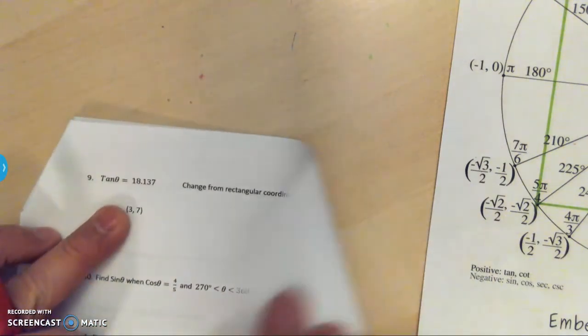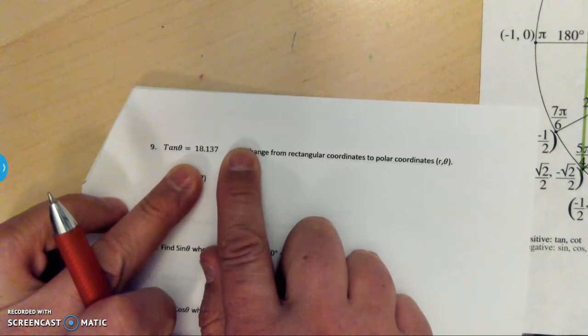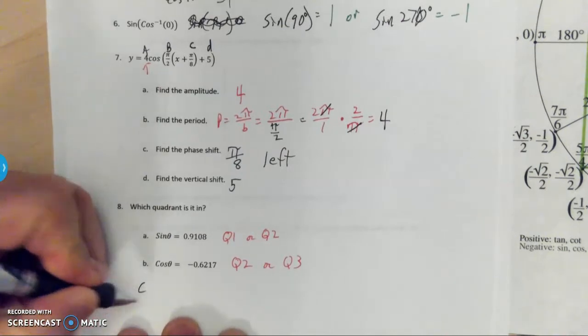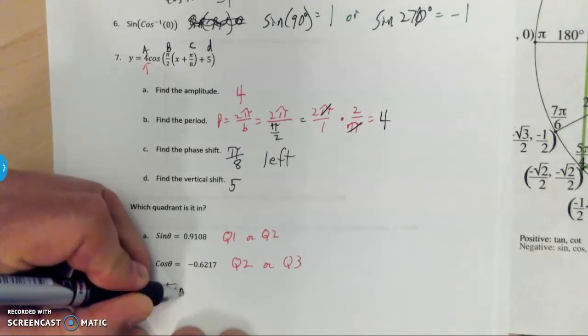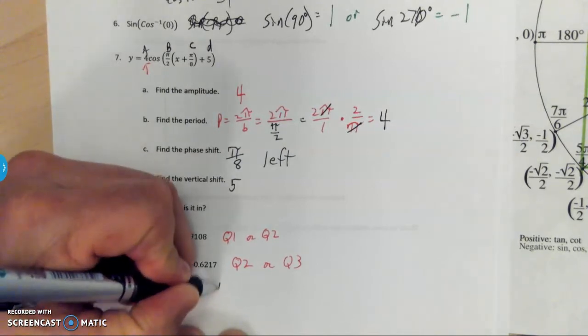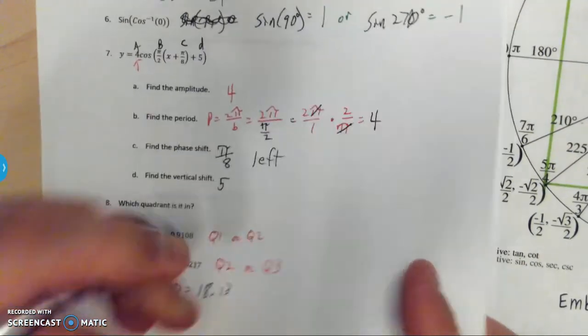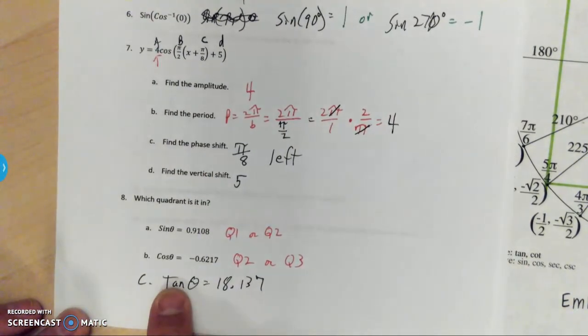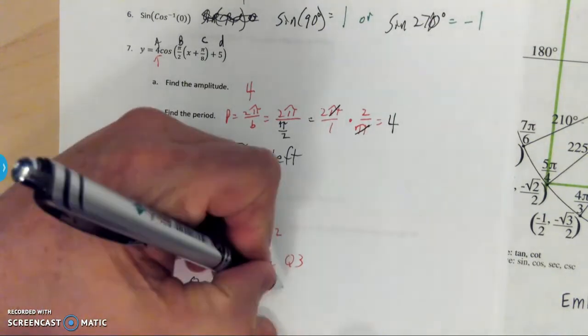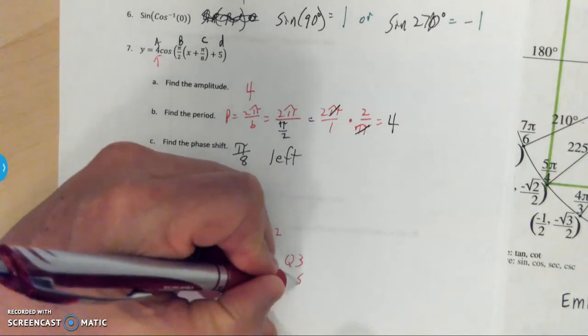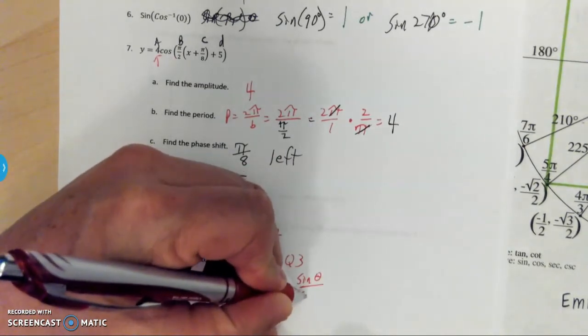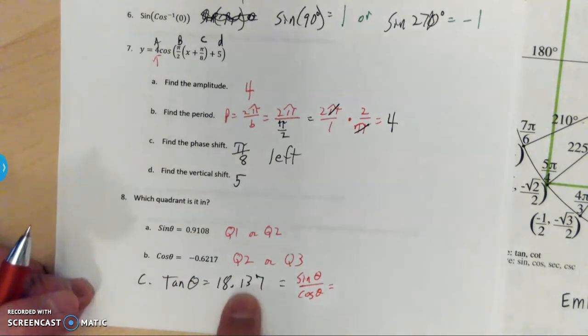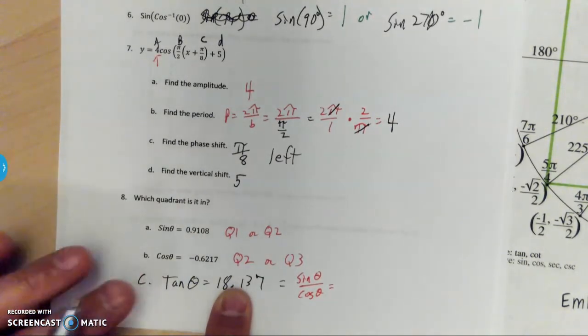Now there was one last one, I kind of goofed it on mine. They wanted the tangent of 18.137. Now one more time. Tangent is going to be the sine divided by the cosine. And I really only care that that's going to be a plus number.